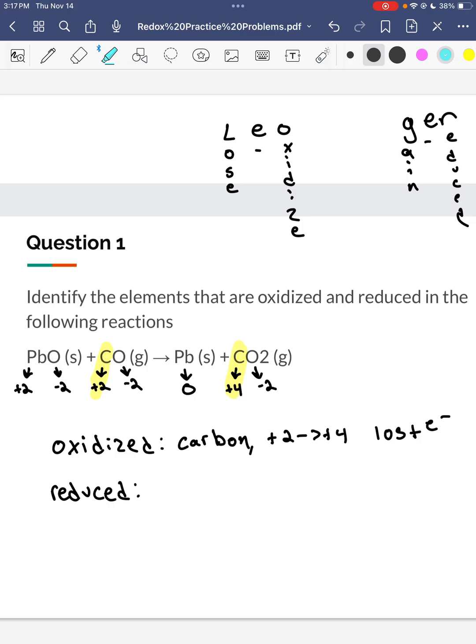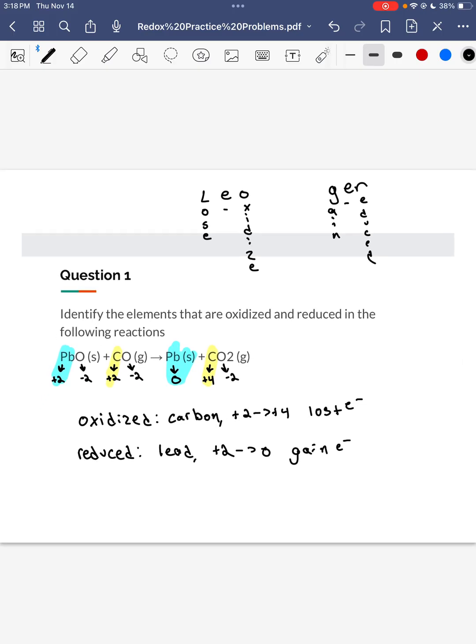The reduced element, on the other hand, will have had its oxidation state lowered. If I look through, I see lead has gone from +2 to 0, which means it has in turn gained electrons. So that's a pretty standard redox reaction.